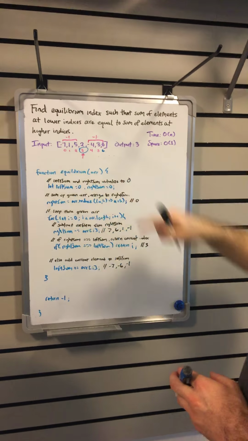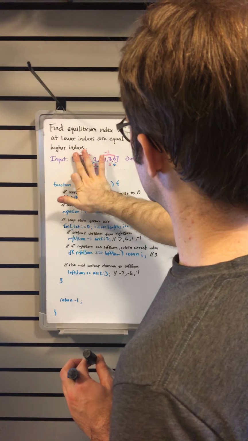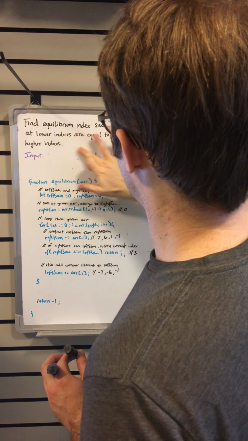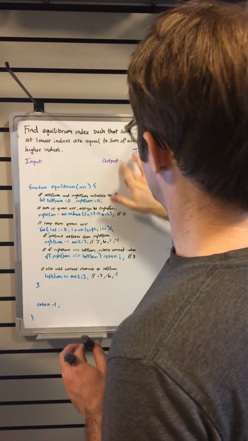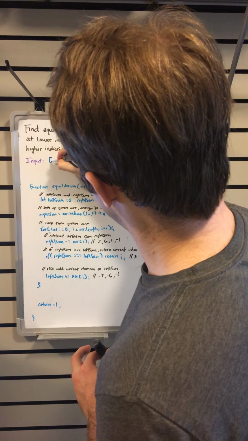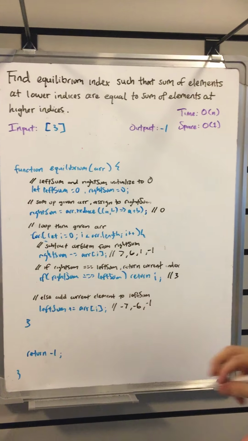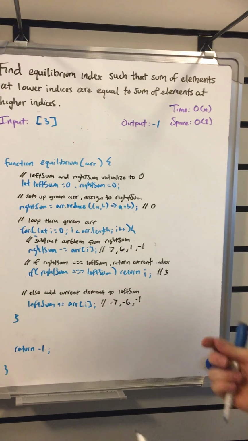If we were to be given something else that wasn't a passing case, such as 3, we would expect to get negative 1, which we indeed would. And that's how you solve this problem.